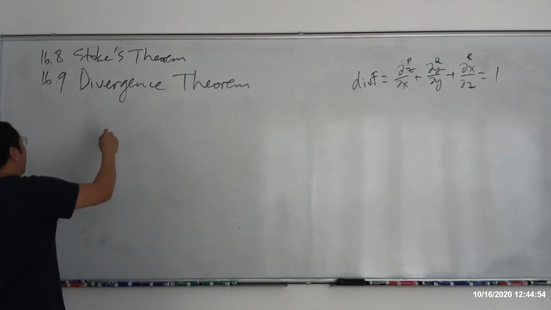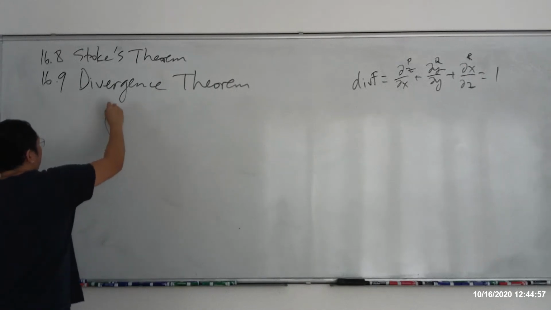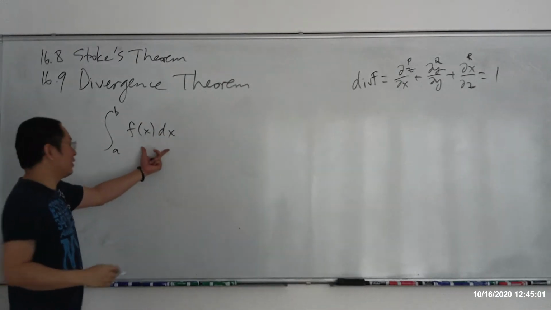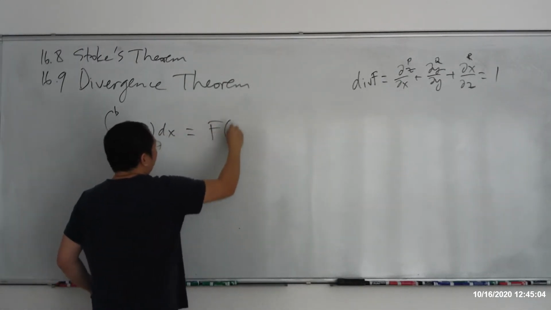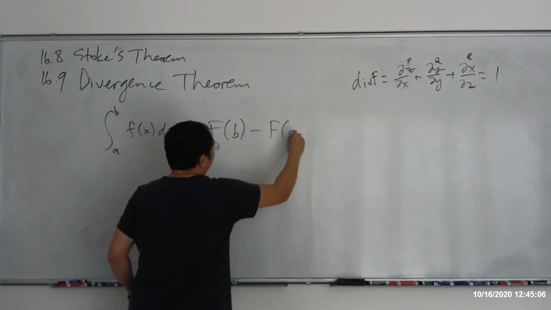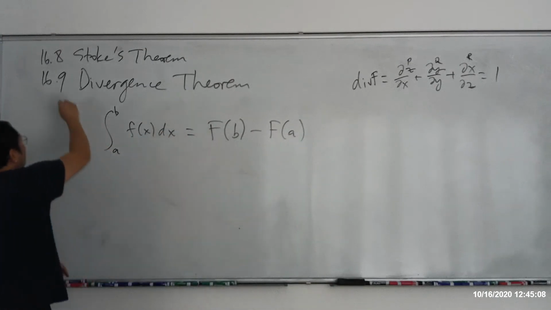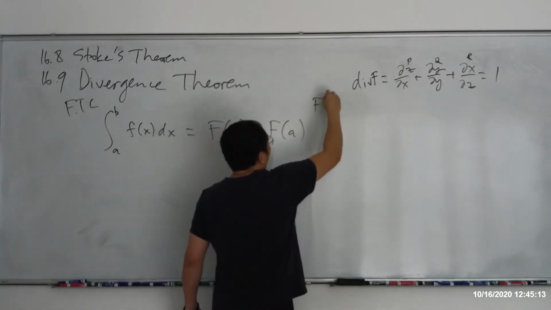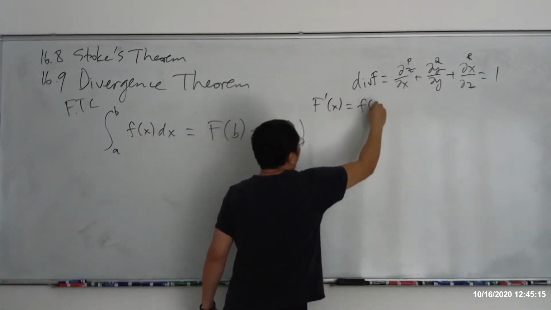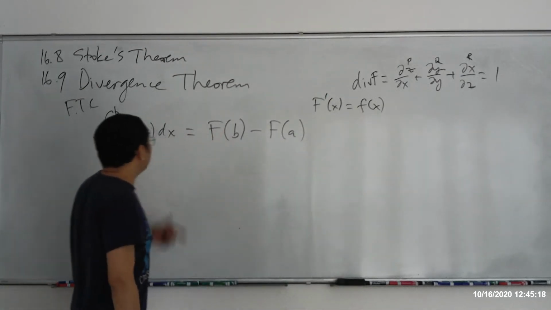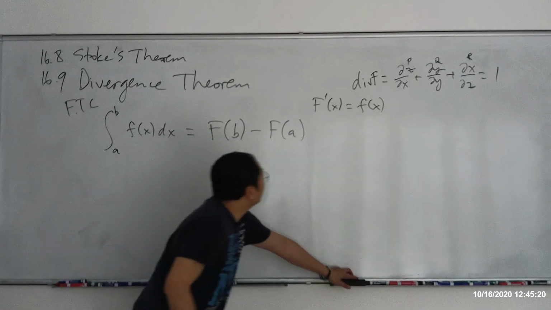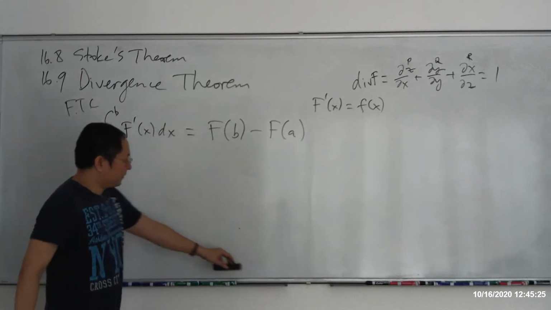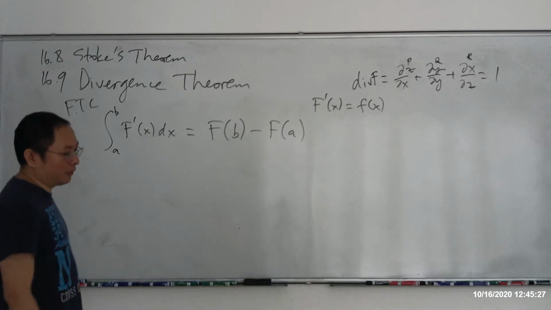Well, this is Calc 1 actually. The integral from a to b of f of x dx, well, kind of a line integral. We start with this, right? It equals big F of b minus big F of a, called the fundamental theorem of calculus, where F prime of x is equal to f of x. So usually this is how you write it, but you can replace it in here. We start with this fundamental theorem of calculus.